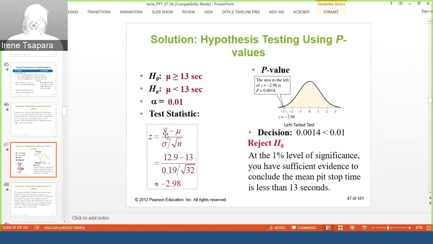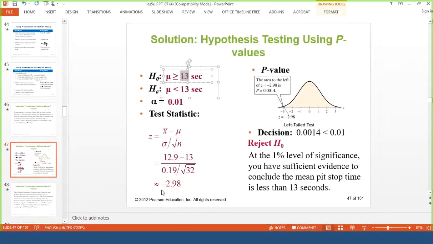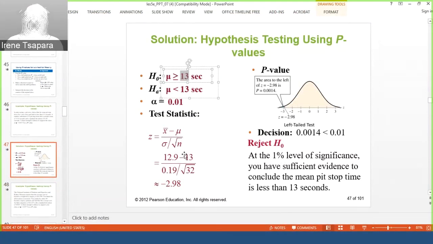So we have the x bar, that is the point estimate, minus the mean, that is the hypothesized mean for the population, divided by the standard deviation of the sample, divided by the square root of the sample size. Negative 2.98 is the number that we calculate using this formula. Okay, so we calculate the z-score, negative 2.98. Of course, negative 2.98 is almost 3 standard deviations to the left of the mean in the bell curve, right here somewhere.